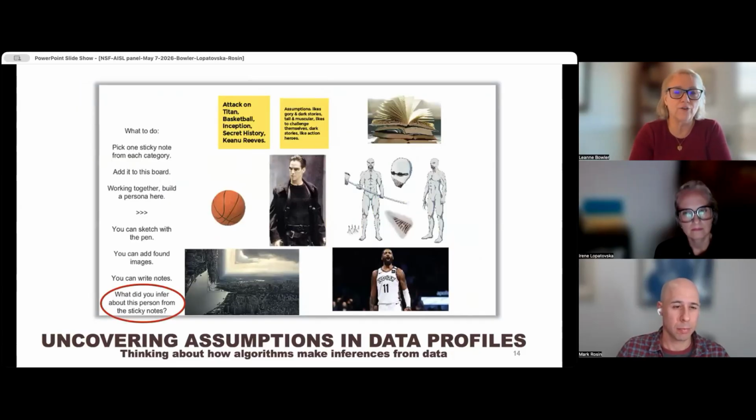Then we asked them to pick one sticky note from each of those 5 categories and add it to the whiteboard here, as you could see in the directions. And then collectively, we talked about what they inferred from this person. You could see they made assumptions that this was a tall, muscular person who likes action heroes. Basically, we're asking them to ask themselves why. How do these inferences from selective data come up?